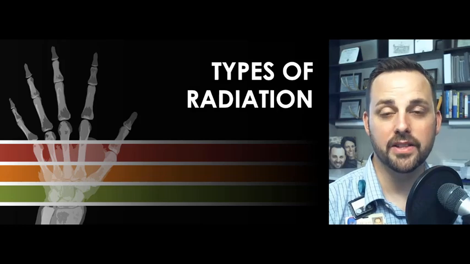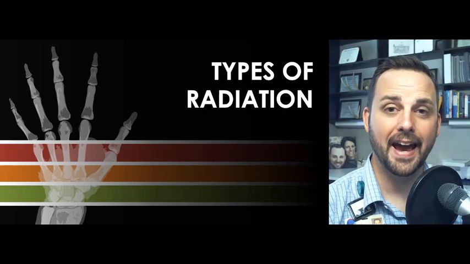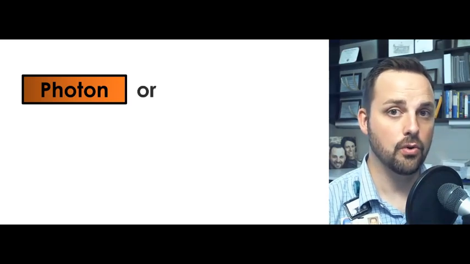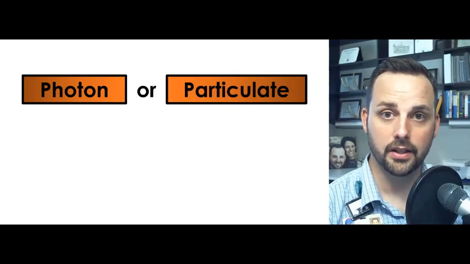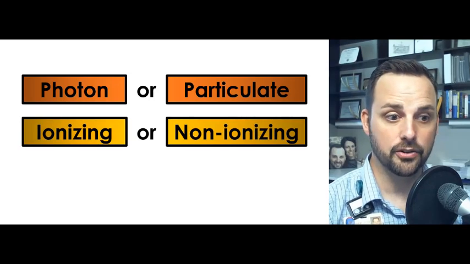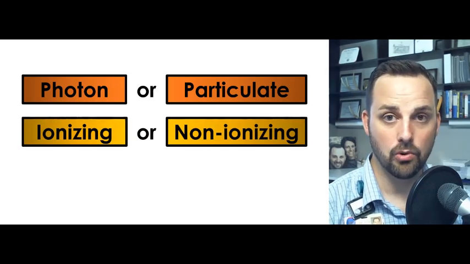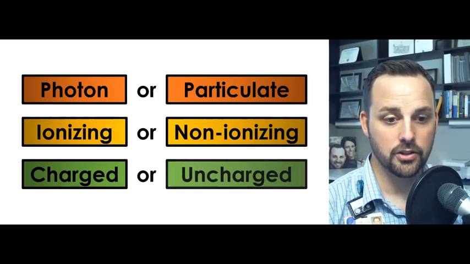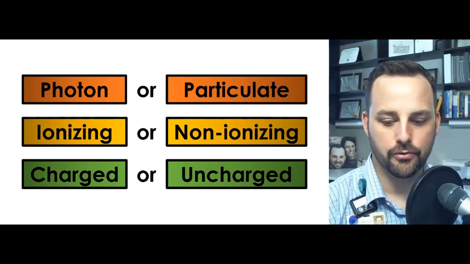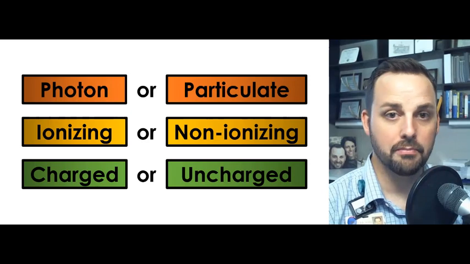Hey everybody, welcome back. In this lesson, we want to talk about types of radiation, or in other words, ways of categorizing radiation. Every type of radiation can be categorized as a photon or as a particle, or particulate radiation. Each type of radiation can also be categorized as ionizing or non-ionizing. And finally, the third classification is being charged or uncharged. And of course, with any individual type of radiation, the categorization may be a little different.